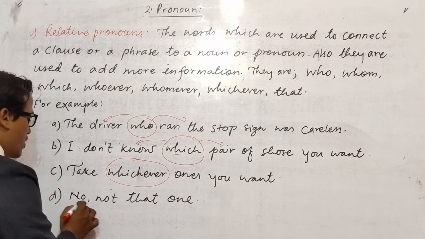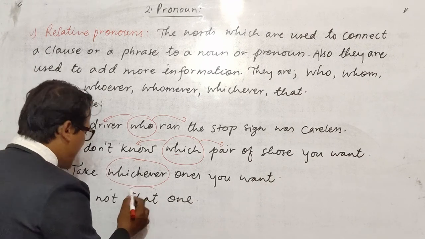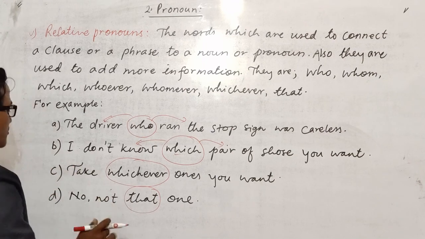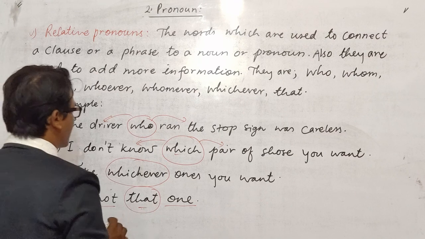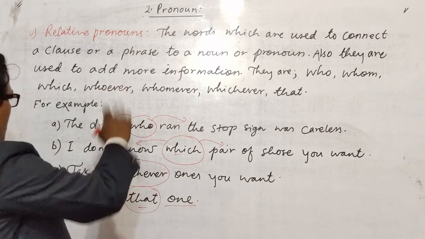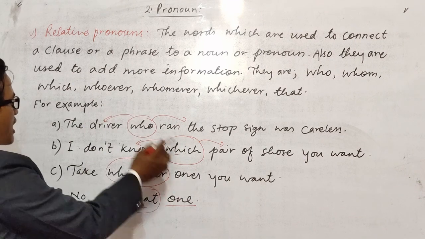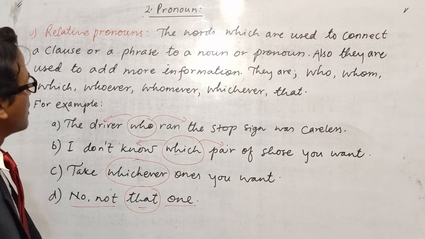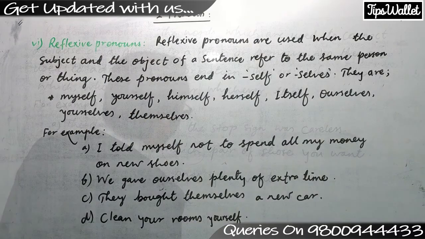Now next, not that one. No, not that one. That is a relative pronoun because this relates to both. So that's why that is also a relative pronoun. So like this we talk about relative pronouns. All these words are relative pronouns, and they join two sentences or relate the noun or pronoun.